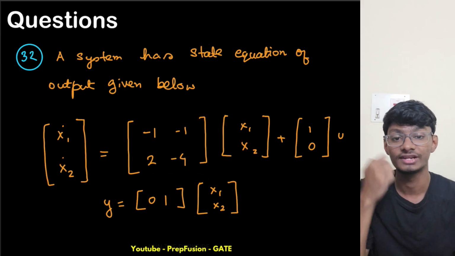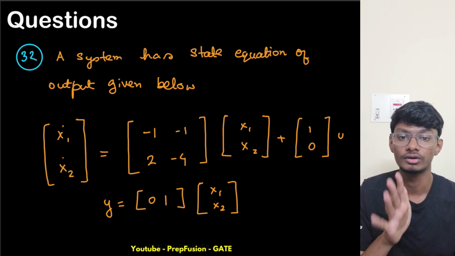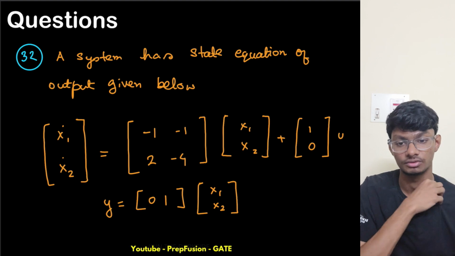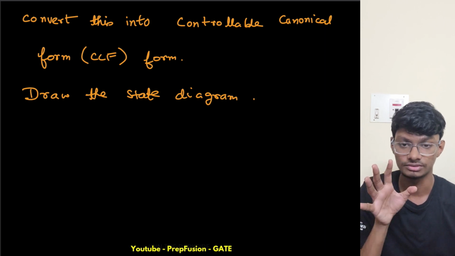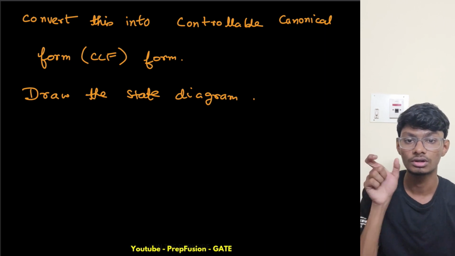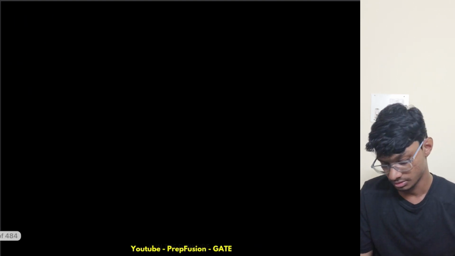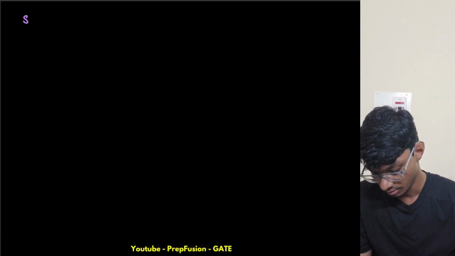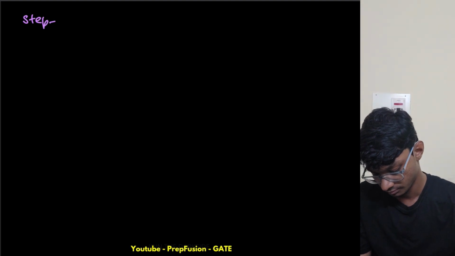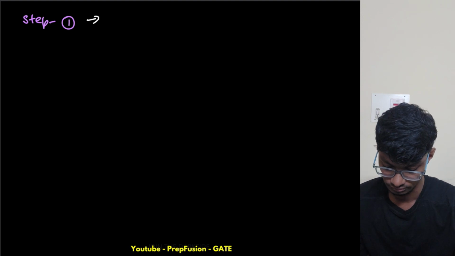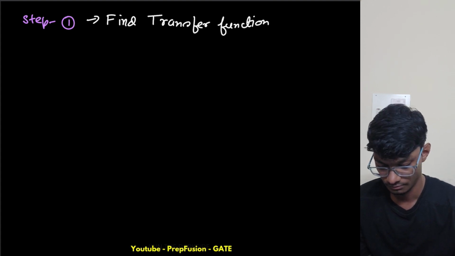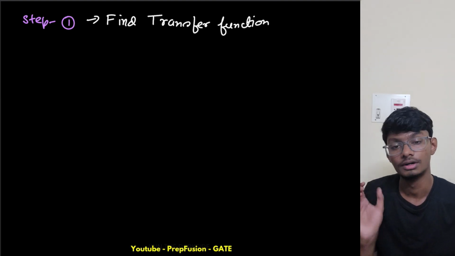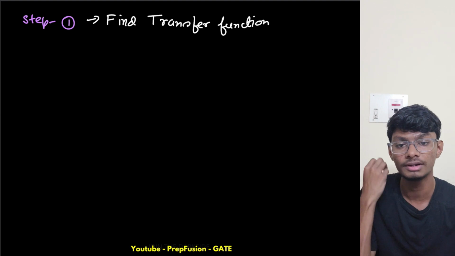But finding that P is very difficult. That's why we'll go with the transfer function method. First I will find the transfer function, then I will decompose the transfer function to controllable canonical form. Okay, how? I will show you. Here, step 1 will be finding the transfer function, and step 2 will be decompose the transfer function to controllable canonical form.